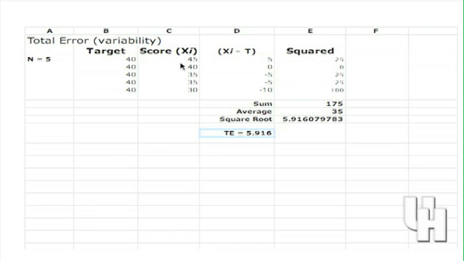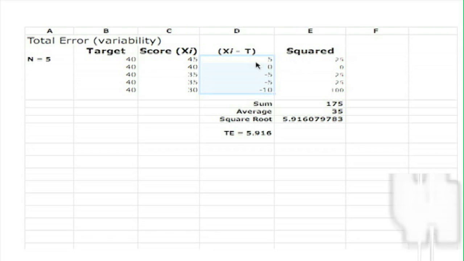So if you think back to the constant error, we've already created this set of values, which is the score minus the target value. And in this case, now much like the variable error formula, we're going to take the column D values, which are the difference values, and square them. So in column E, we'll see that 5 times 5 is 25, 0 times 0 is 0, negative 5 times negative 5 equals a positive 25, etc.